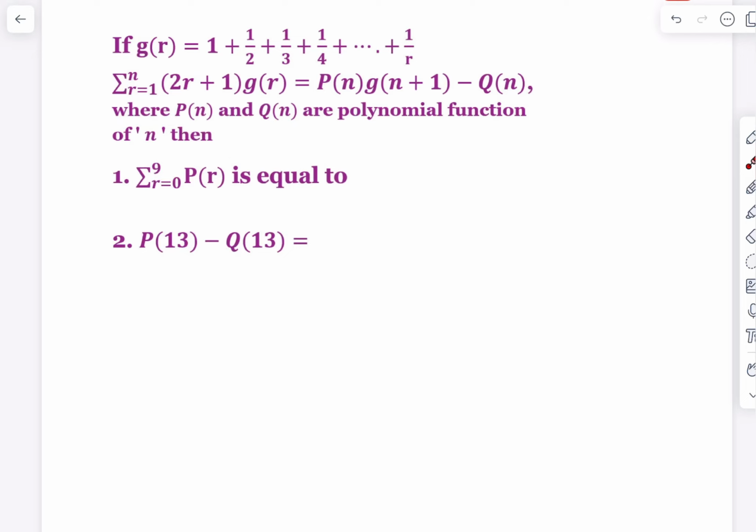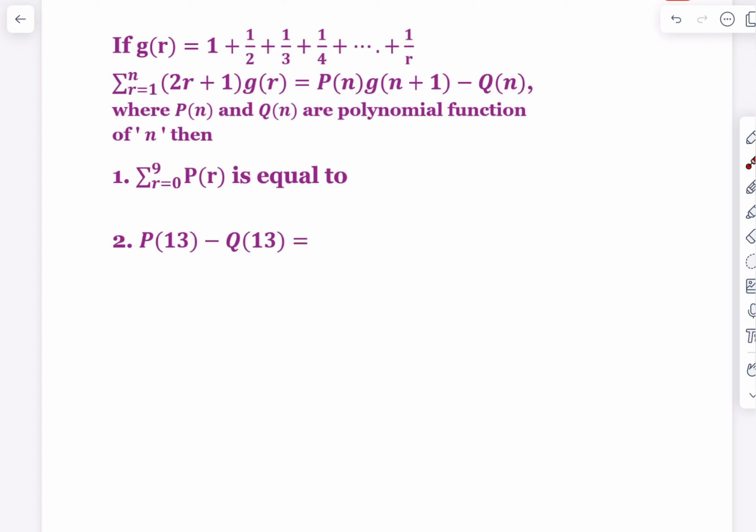Okay, so in this problem, a sequence is given that g of r is 1 plus 1 by 2 plus 1 by 3 plus 1 by 4 up to 1 by r. And they are saying that the summation, r varying from 1 to n, of (2r plus 1) into g of r is p of n into g of (n plus 1) minus qn, where p n and q n are polynomial functions of n. So we have to evaluate this. Basically we have to find p n and q n, then we can evaluate this.